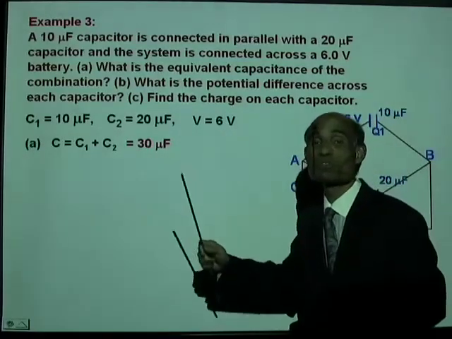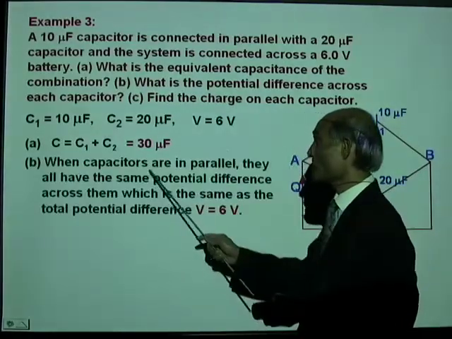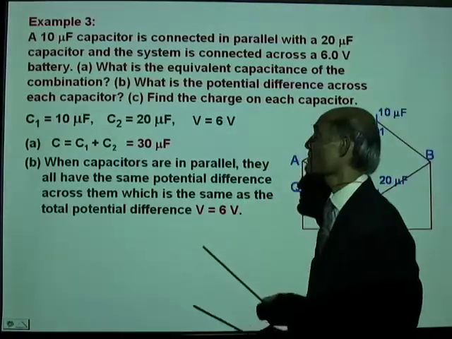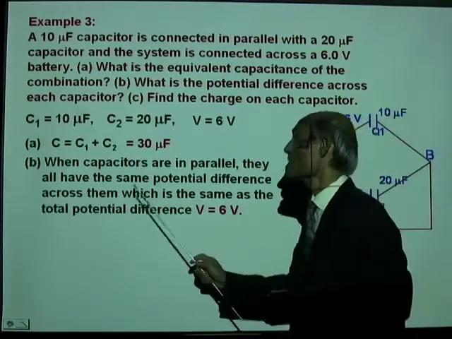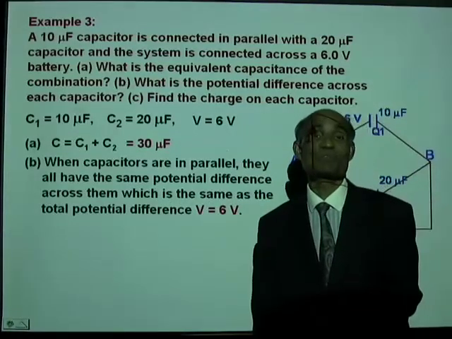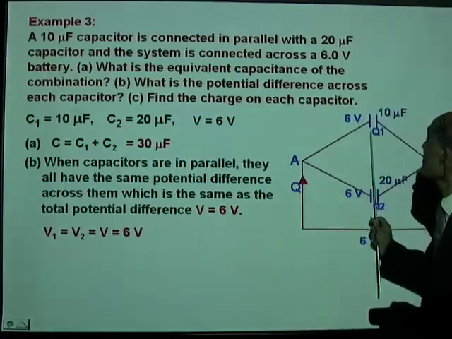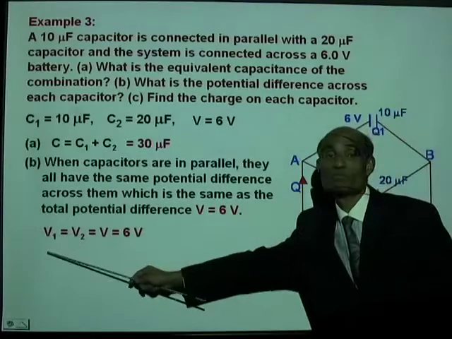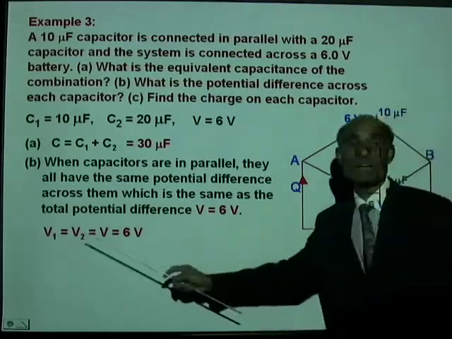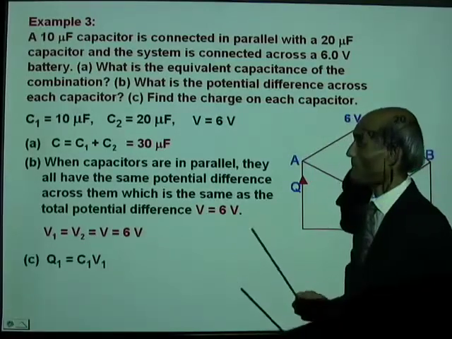That means the potential difference across each capacitor is the same. When capacitors are in parallel, they all have the same potential difference across them, which is the same as the total potential difference, which is V equal to 6 volt. So the potential difference across the first capacitor is 6 volt, V1 equal to 6 volt. The potential difference across the second capacitor, V2, is also equal to 6 volt.